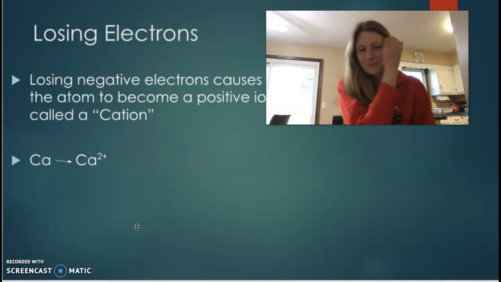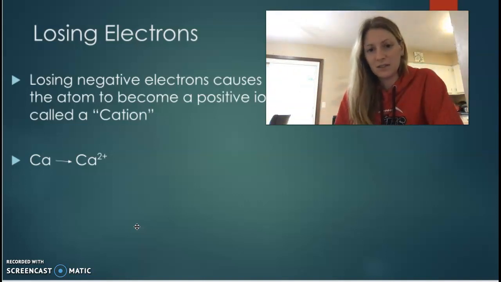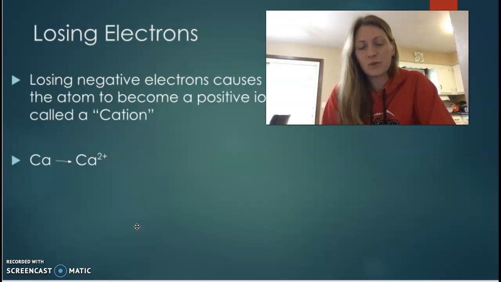All right. So, in the example of calcium, we're going from calcium, notice it has no charge on it. We're going to lose 2 electrons. It becomes positive, and it becomes calcium with a positive 2 charge.